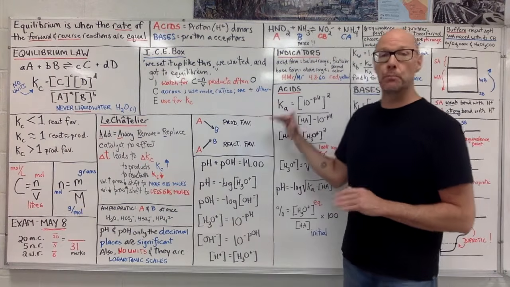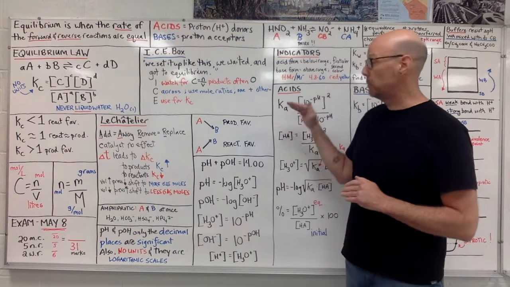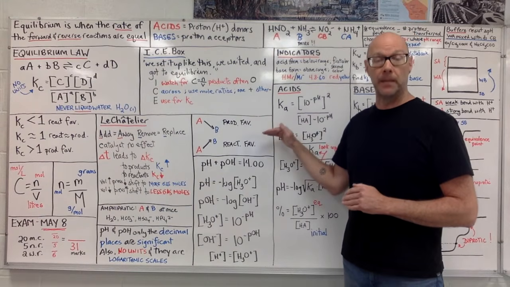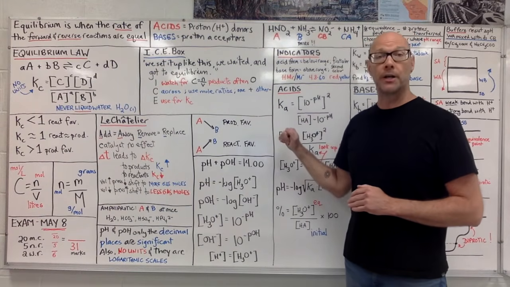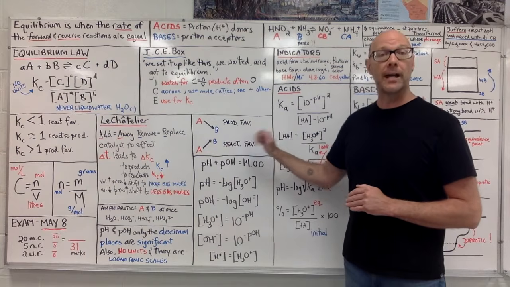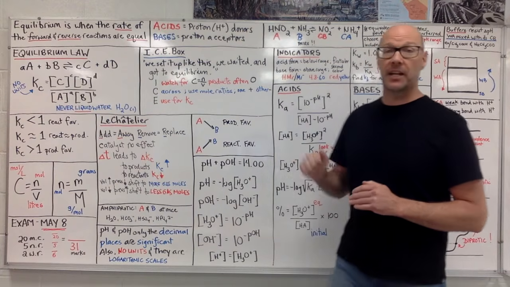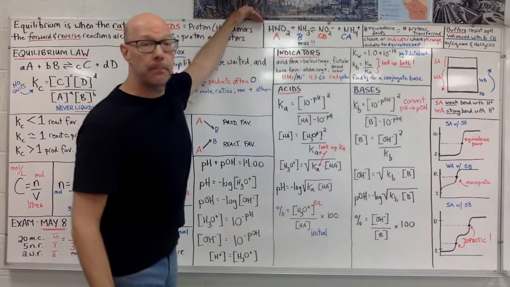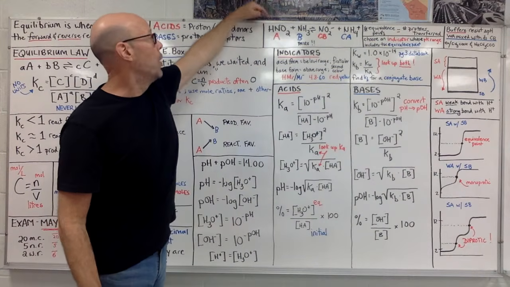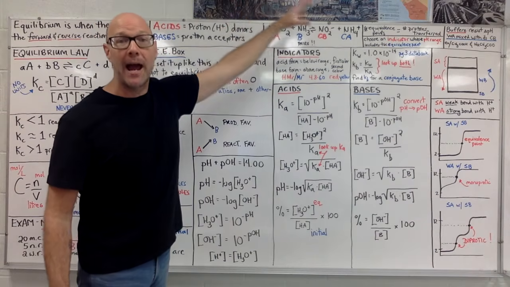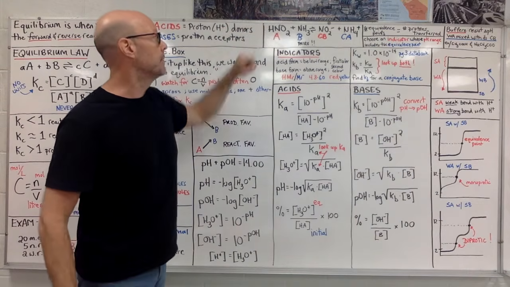From there, we started to predict the position of equilibrium using the data booklet a lot. If the acid is physically higher on the page than the base, we call that products favored. If the acid is lower down on the page, that's reactants favored. That has a connection to this type of equilibrium reaction where acids are proton donors, bases are proton acceptors, and we have a transfer of protons.